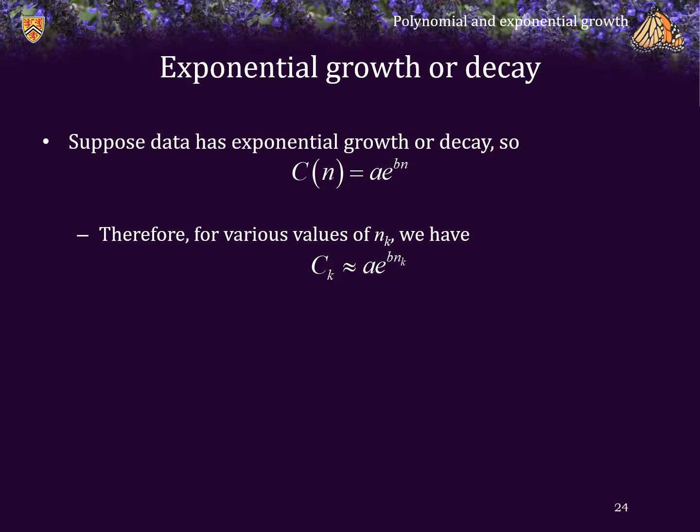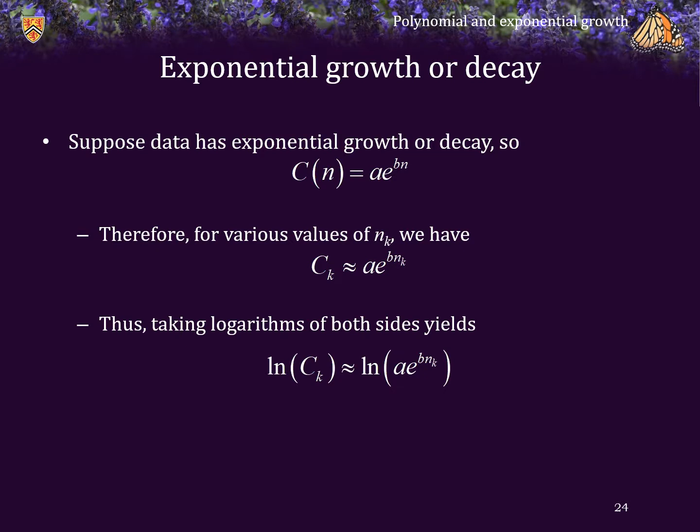Consequently, if we were to have a given value of n, say n sub k, then the count at time n sub k is going to be some value c sub k equaling approximately, usually, a times e to the b n sub k. All right, so suppose that we have the count at some time n sub k, and that count is c sub k.